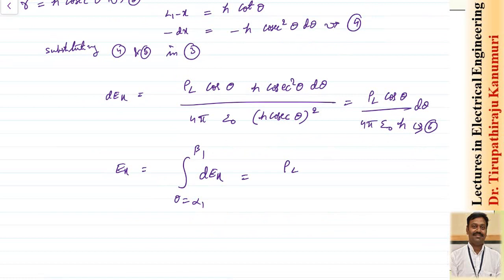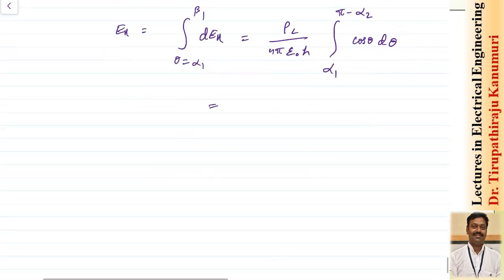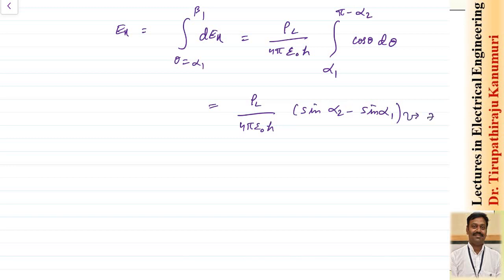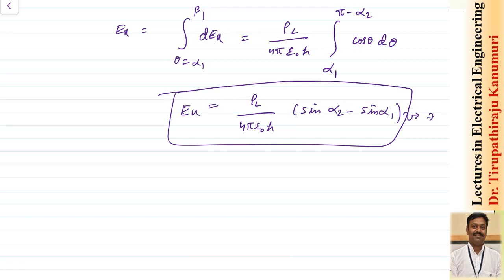So this I can write, taking the constant components out, as rho L by 4 pi epsilon naught into h. This is fixed. The integration from alpha 1 to beta 1, which I can represent as pi minus alpha 2, becomes cos theta d theta. If you do the integration, this becomes rho L by 4 pi epsilon naught h into sin alpha 2 minus sin alpha 1. Let us take it as equation number 7. This is the component of Ex.